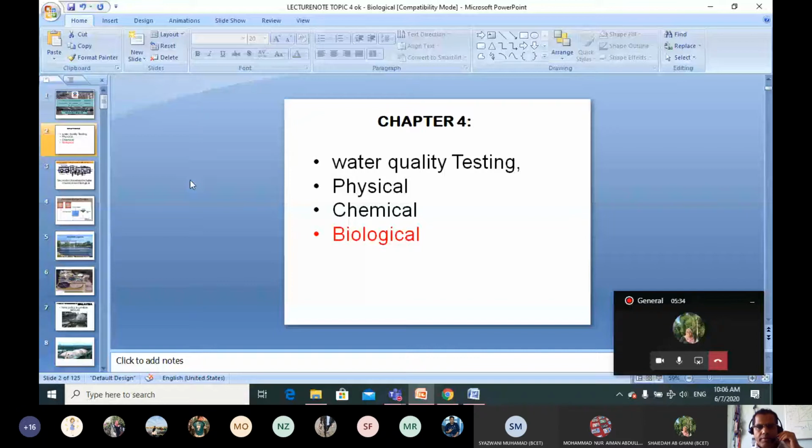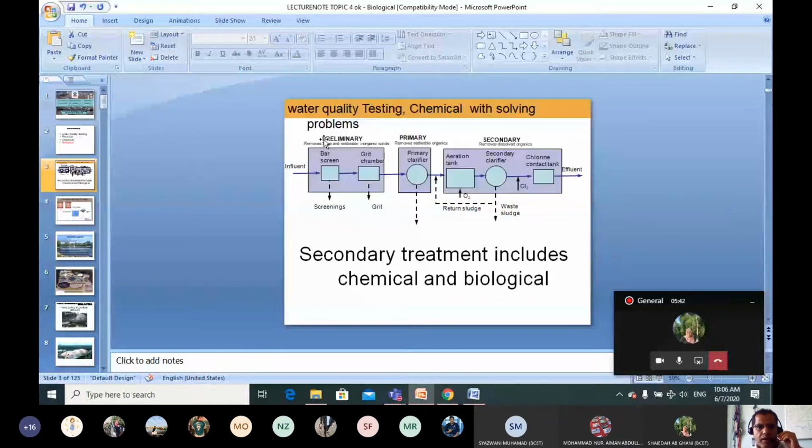In the biological, you see here, last time we talked about preliminary and primary. We talked about physical, because we are talking about filtration, screening, this kind of thing. And then we talked about chemical. We saw that coagulation is chemical. Today we'll talk about biological.